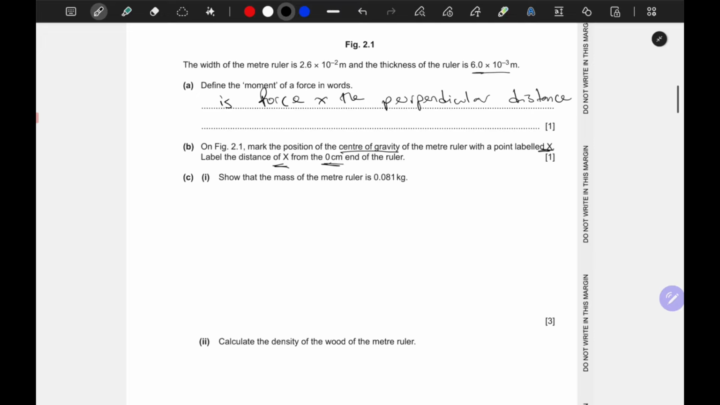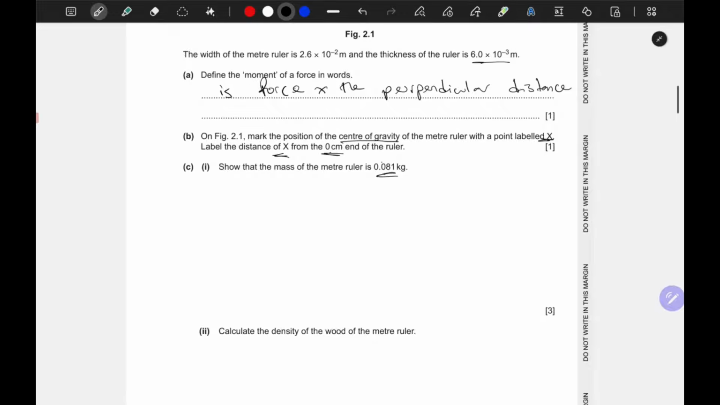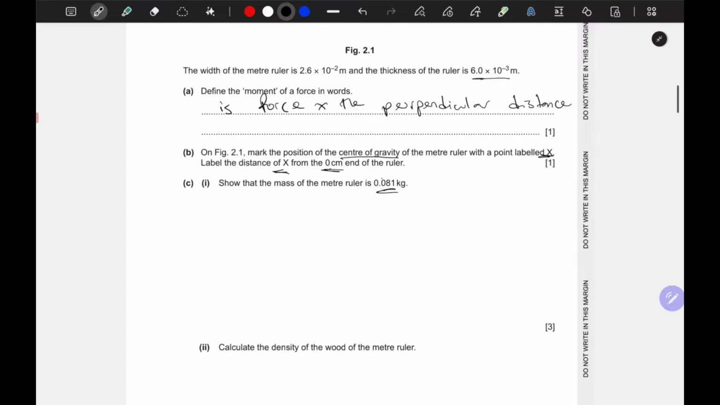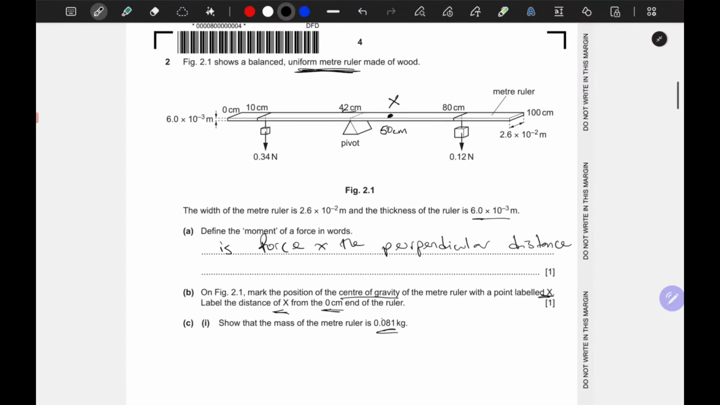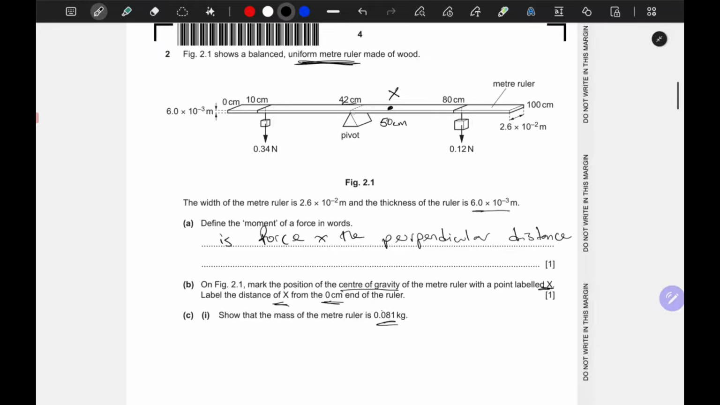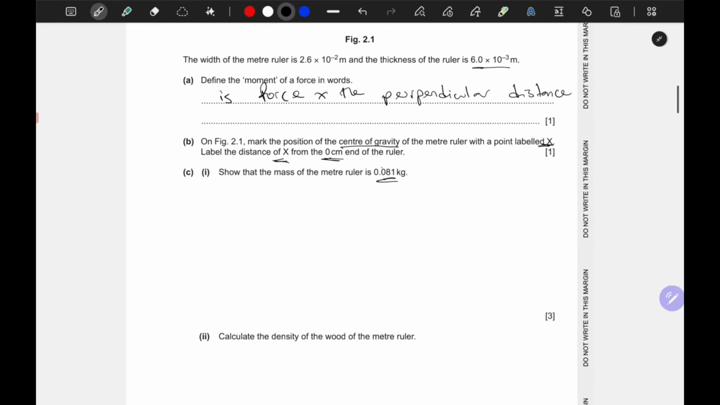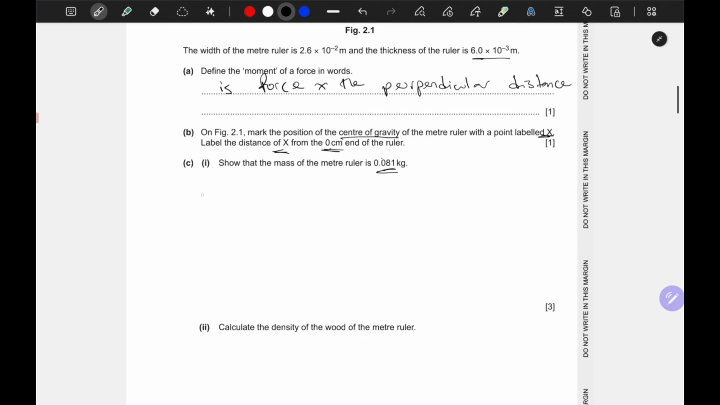C. Show that the mass of the meter rule is 0.081 kilograms. Okay, so now this is a moments question, and it's 3 marks. So let's see what we can do. The pivot is at 42 centimeters. Let's not forget that. So first, we use the conservation of moments. The anti-clockwise moment is equal to the clockwise moment.